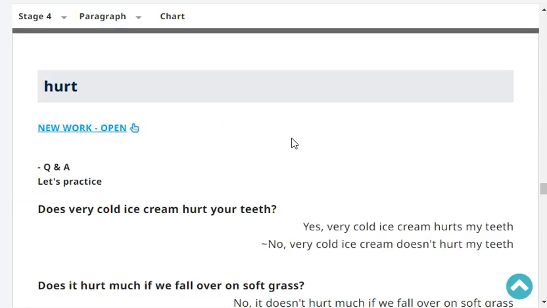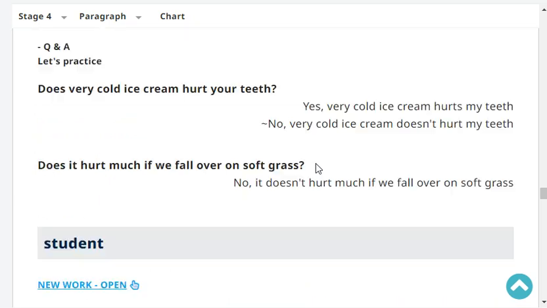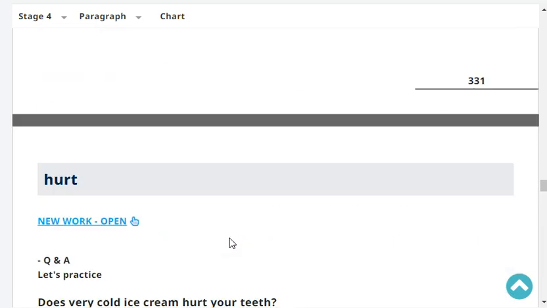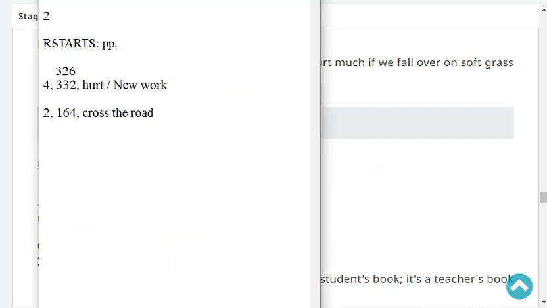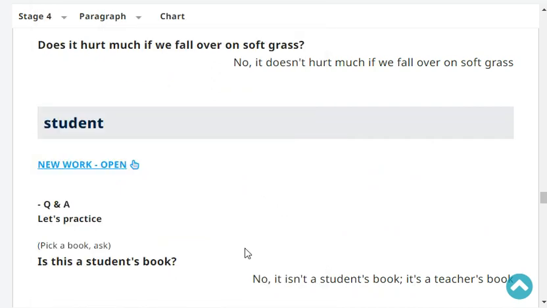Does very cold ice cream hurt your teeth? Yes, very cold ice cream hurts my teeth. Does it hurt much if we fall over on soft grass? No, it doesn't hurt much if we fall over on soft grass. Very good. So that's the end of our revision.